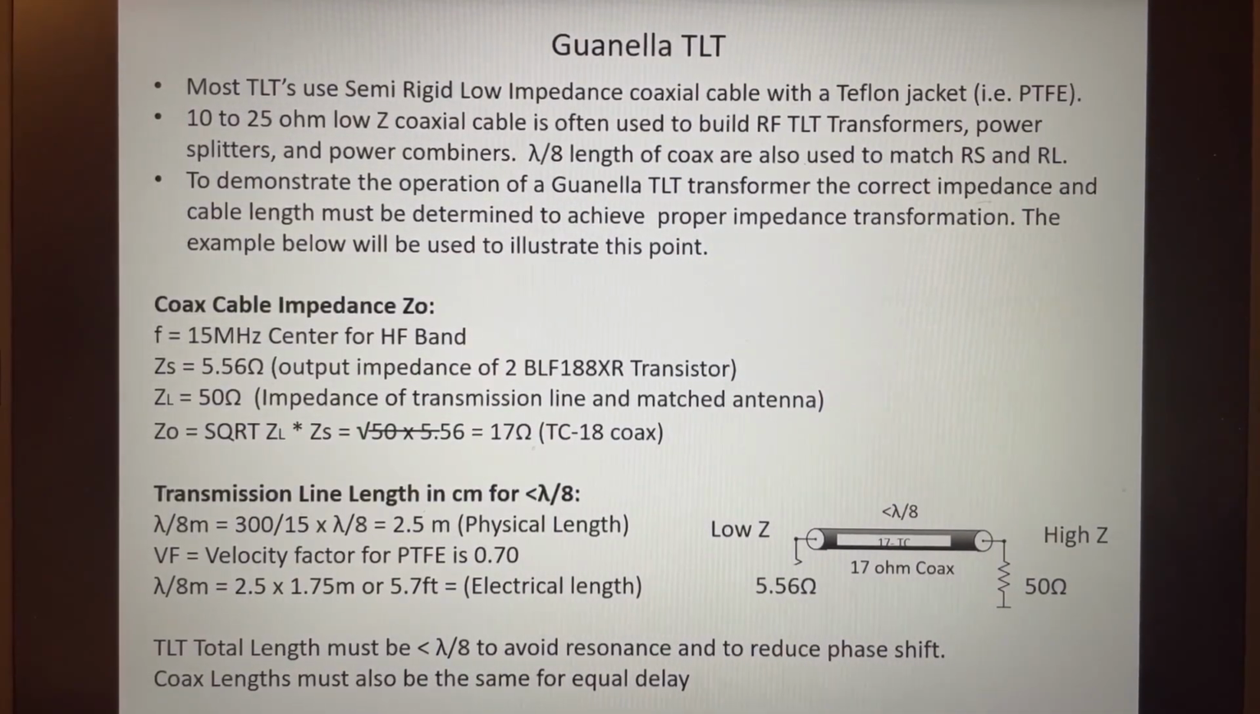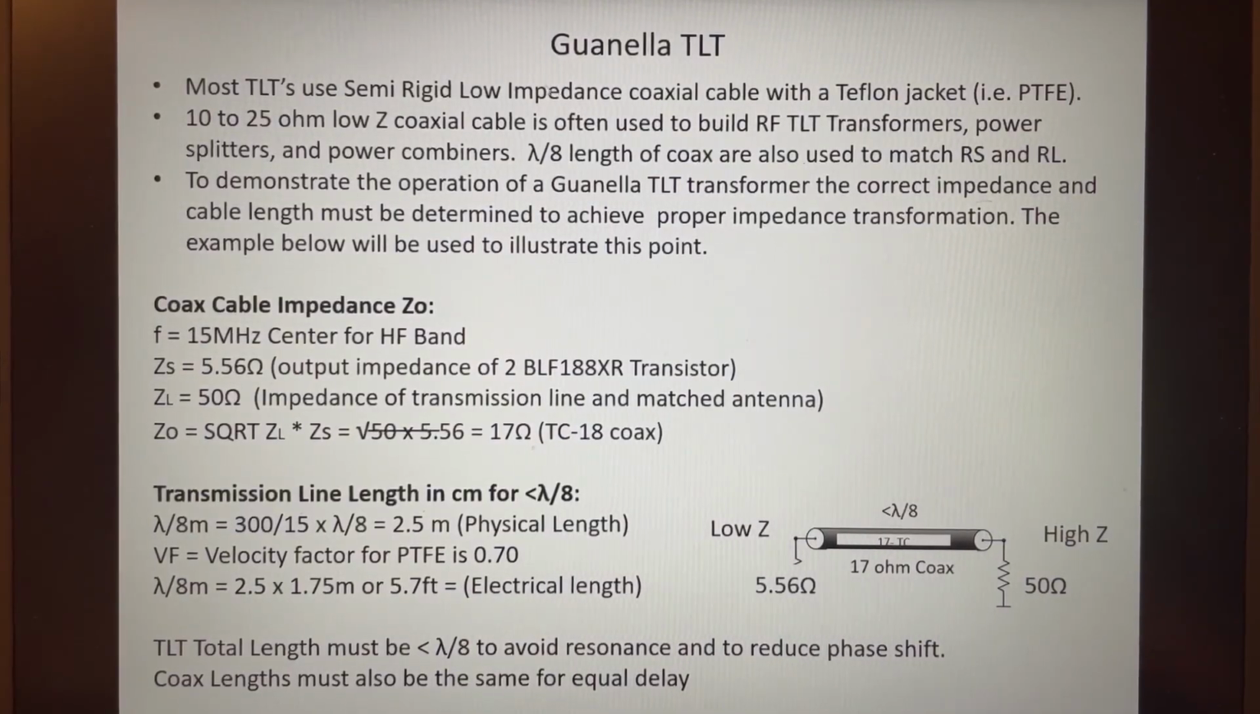Okay, so this is our calculation here. Most TLTs use semi-rigid low impedance coax, anywhere between 10 and 25 ohms. And also we use the same low impedance coax to design and build splitters and power combiners. And the length of the coax needs to be less than 1/8 of a waveform. So lambda/8, or taking the wavelength and dividing by 8. And we'll talk about why that is necessary.